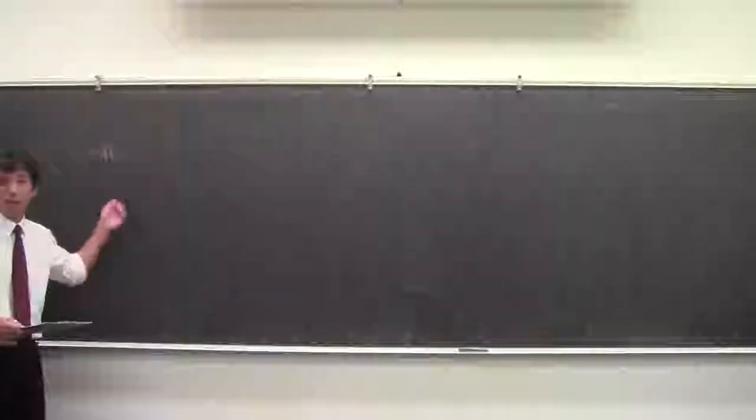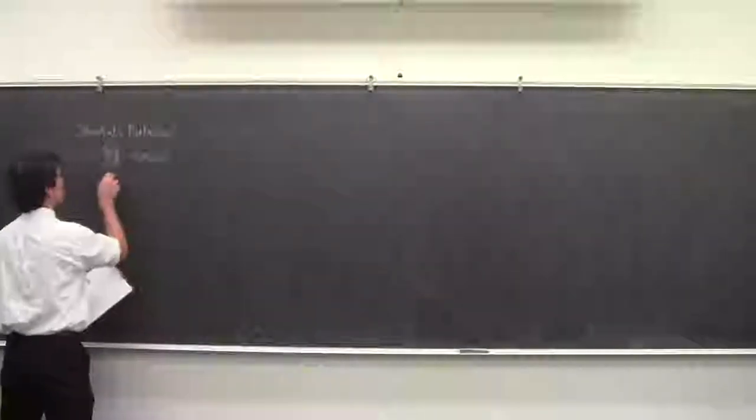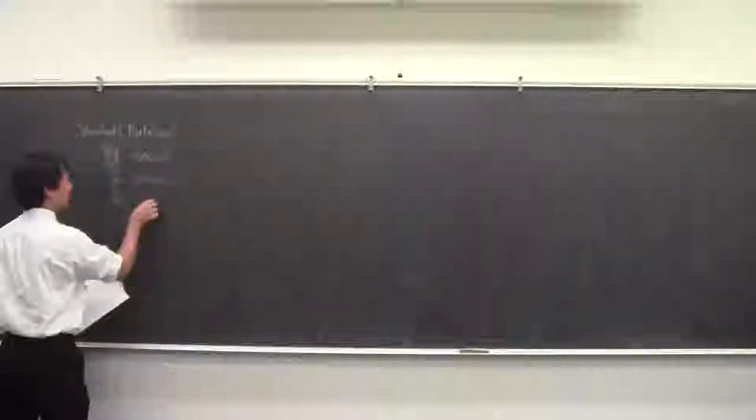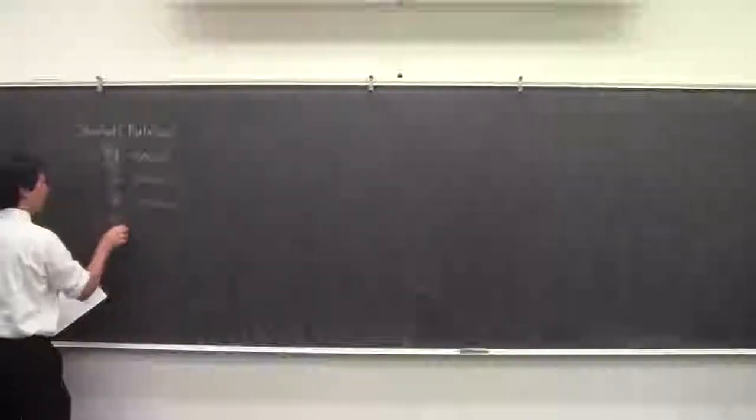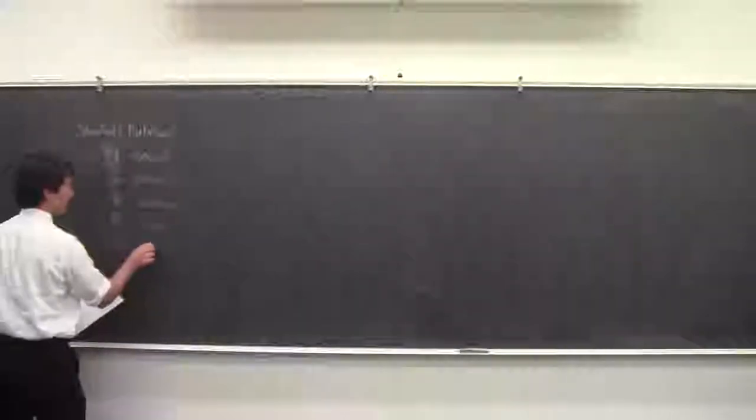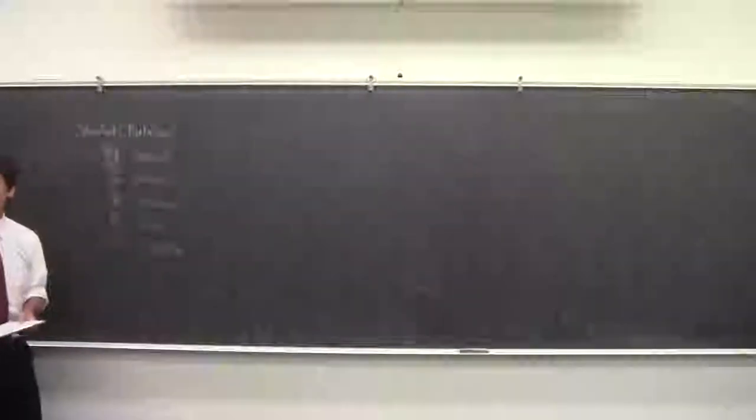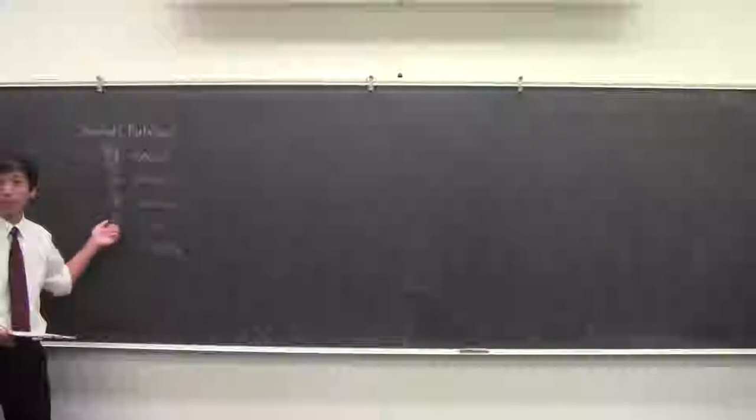Okay, so let's start with the rational numbers. This is the so-called Bourbaki notation. I hope you've seen it before. N is used for the natural numbers, Z for the integers, Q for the rational numbers, R for the real numbers, C for the complex numbers. This is common notation. Every mathematician uses this notation.